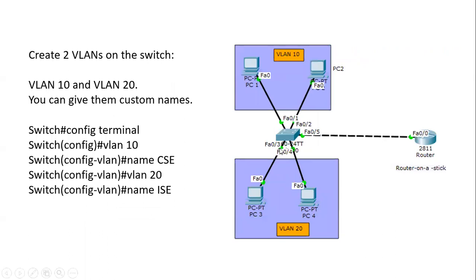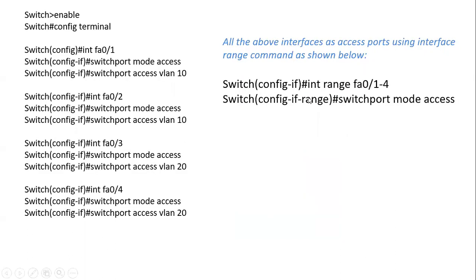So this is 03 and 04. These two are configured as VLAN 20. This is 01 and 02, which is configured as VLAN 10. There's a shortcut also to do that.